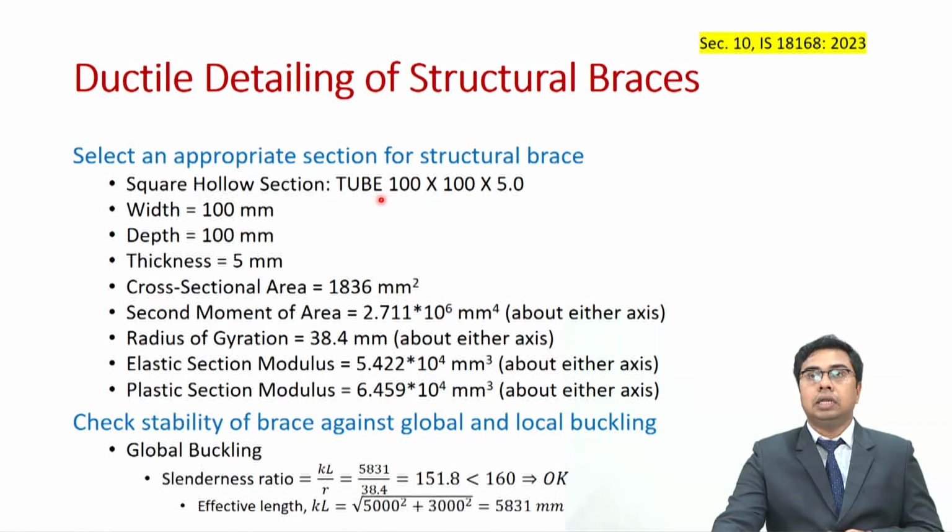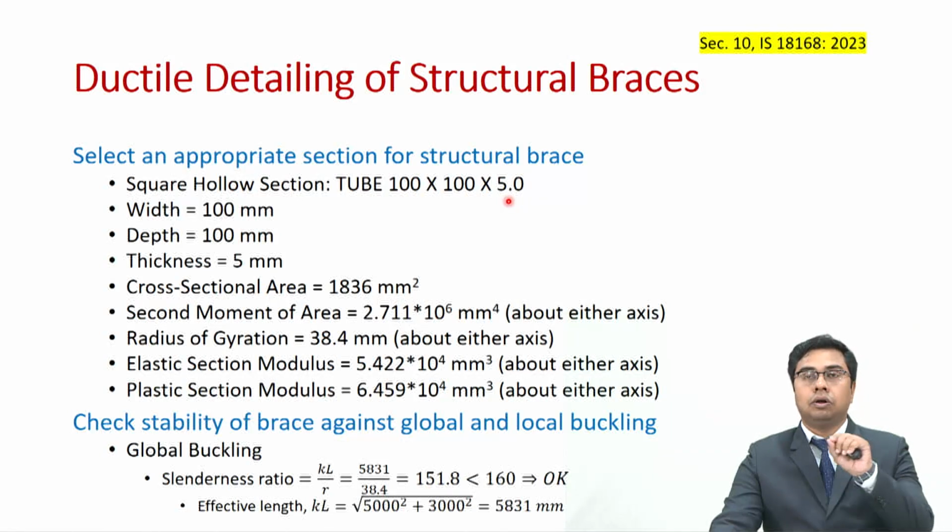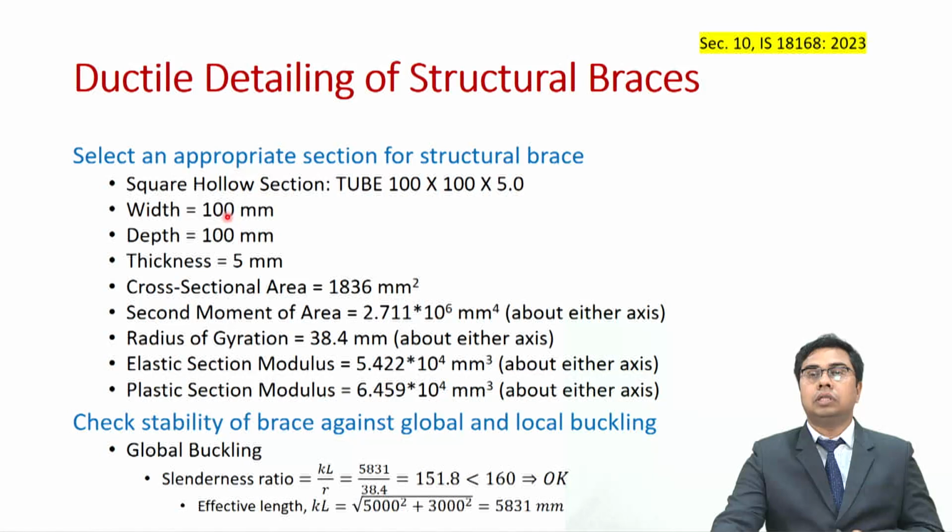It means that the outer dimension of the section is 100 mm in each direction, and 5 mm is the thickness of the section. It is a hollow section, square in shape. So, the width and depth are both 100 millimeters and the thickness is 5 millimeters. The cross-sectional area is given as 1836 millimeter square. The second moment of area and radius of gyration are also known to us. These are obtained from the steel table. The elastic section modulus and plastic section modulus are also given over here.